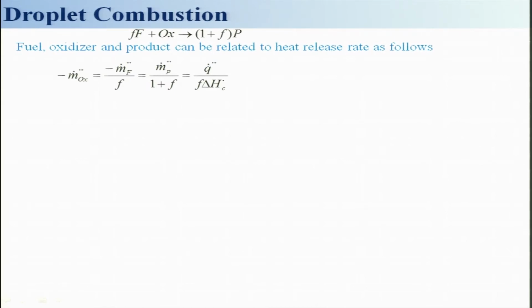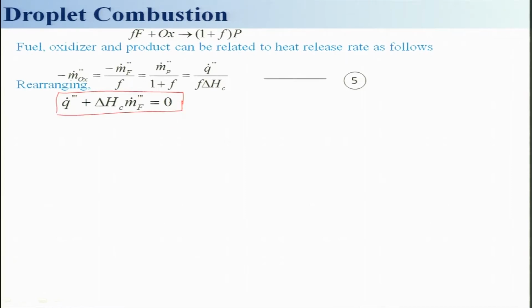From this you can find out very easily that Q dot triple dash plus delta h_SC m dot triple dash_F is equal to 0. Now we can use this to simplify our equations, basically overcoming the source term.